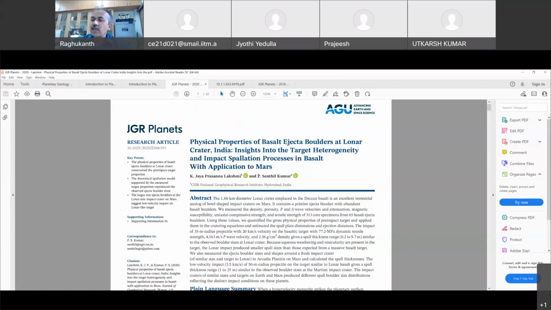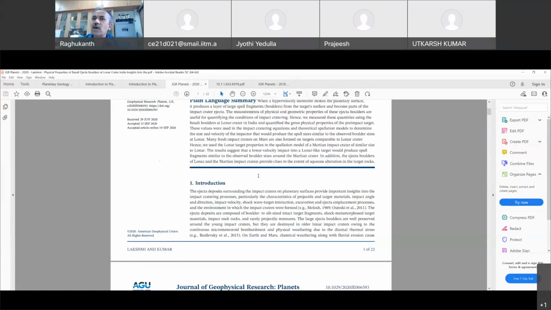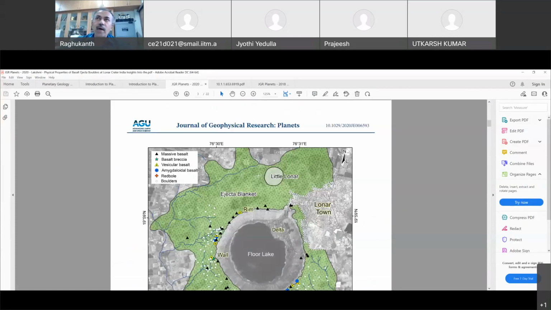So now what he has done is he has gone to this lunar crater. Okay. I don't know how many of you know this place. All of you have known this lunar crater. Have you heard this name? See, lunar crater, where is it located? All of you know this one?